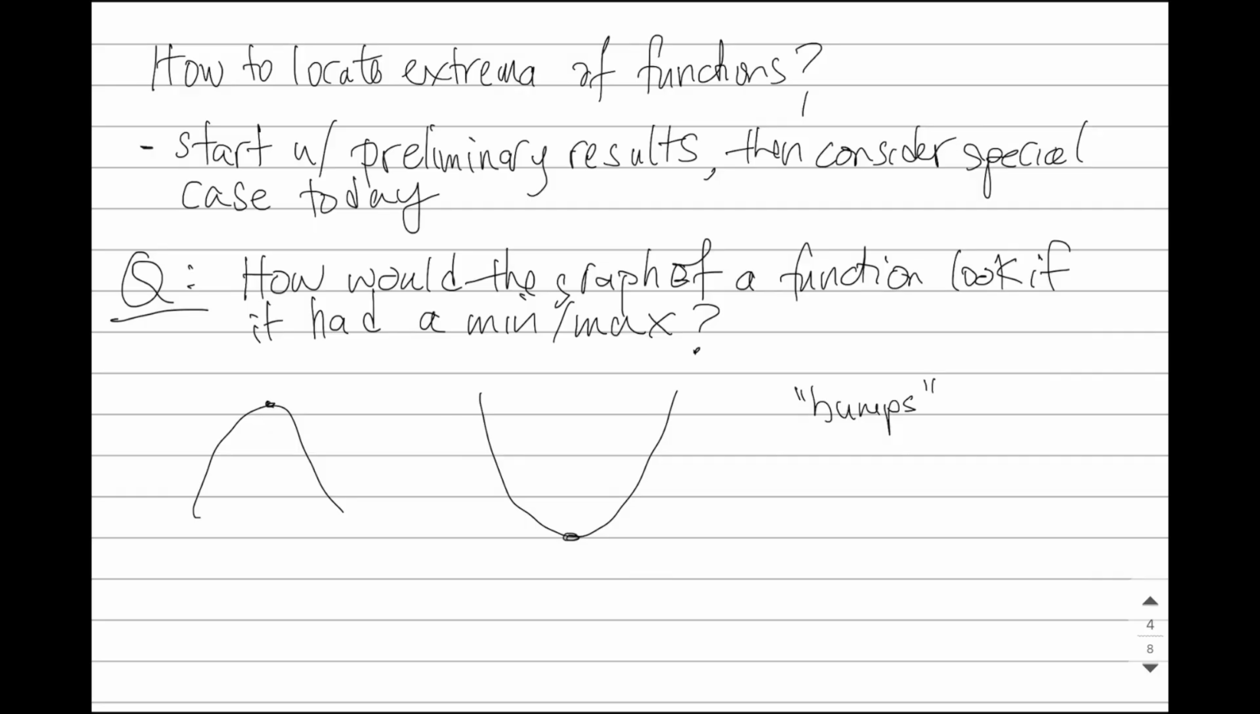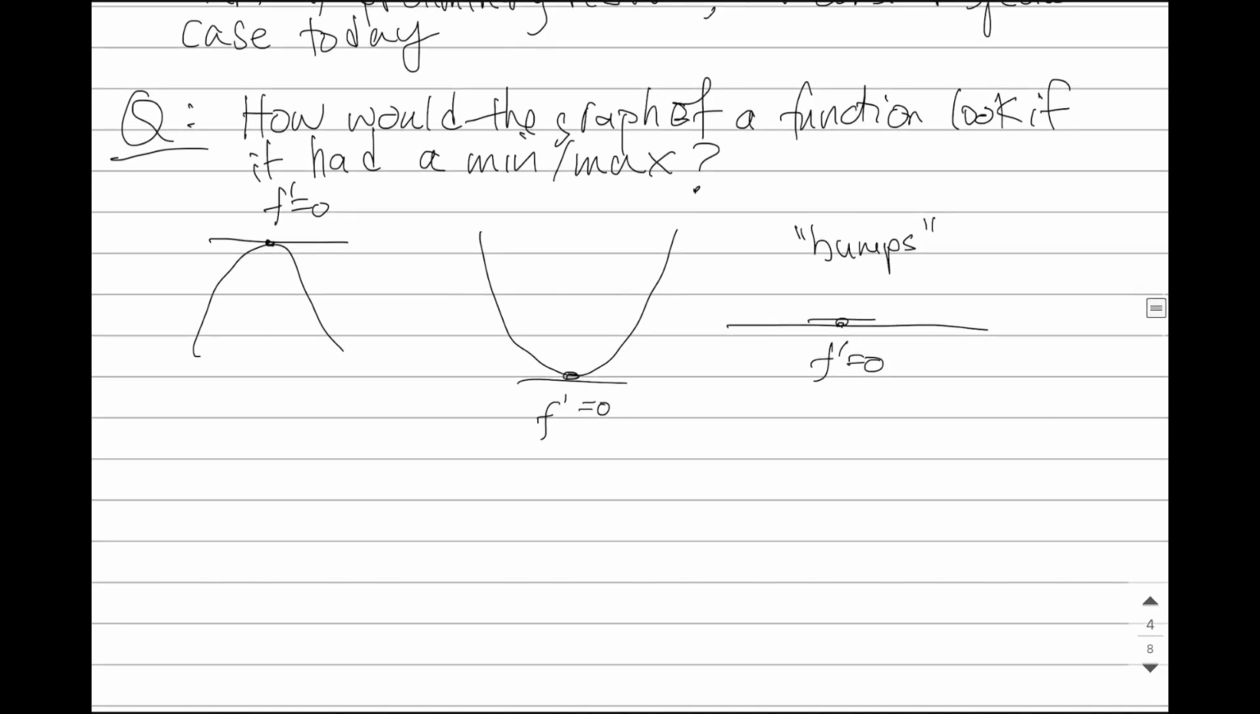What's special about a bump? A bump has a tangent line that is horizontal. So the tangent line here has a derivative of 0, and the tangent line here has a derivative of 0. If you have a function that's just a constant, no matter where you draw a tangent line, the slope will be 0. So it seems like in these situations, a maxima or a minima has a derivative of 0.